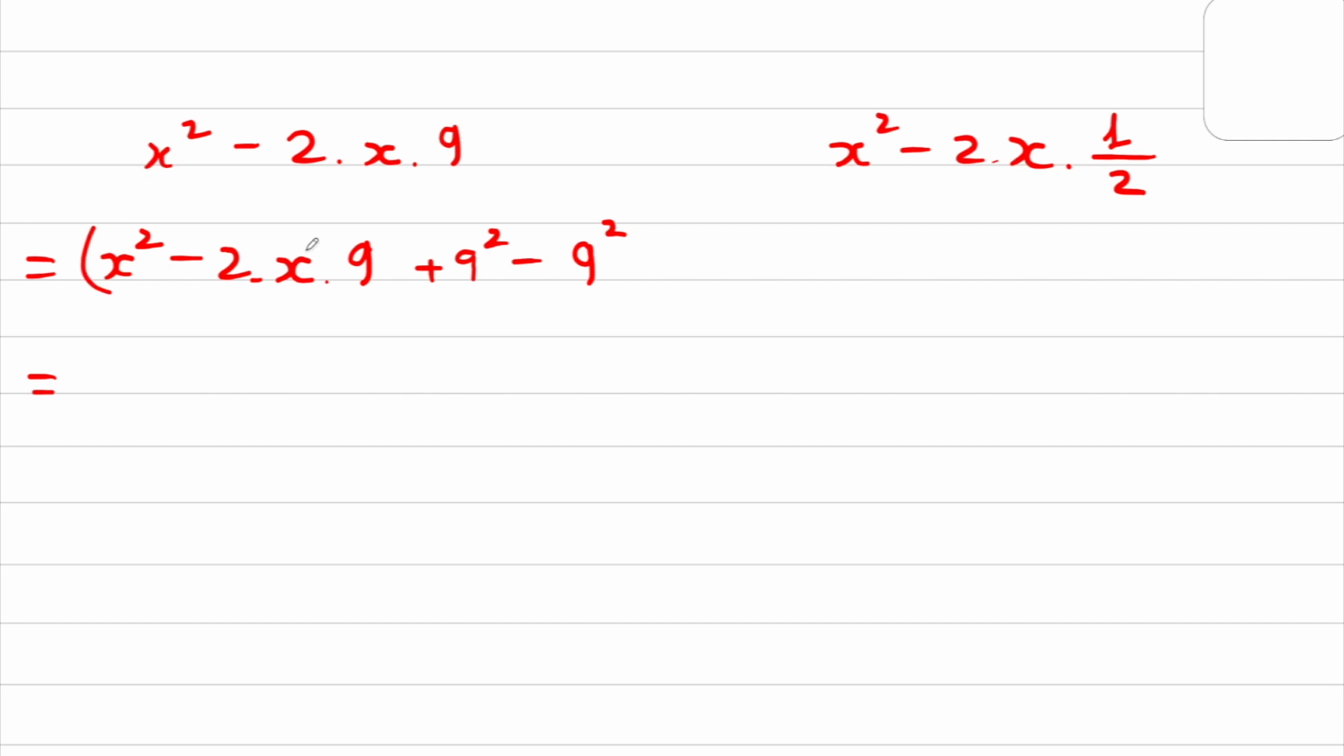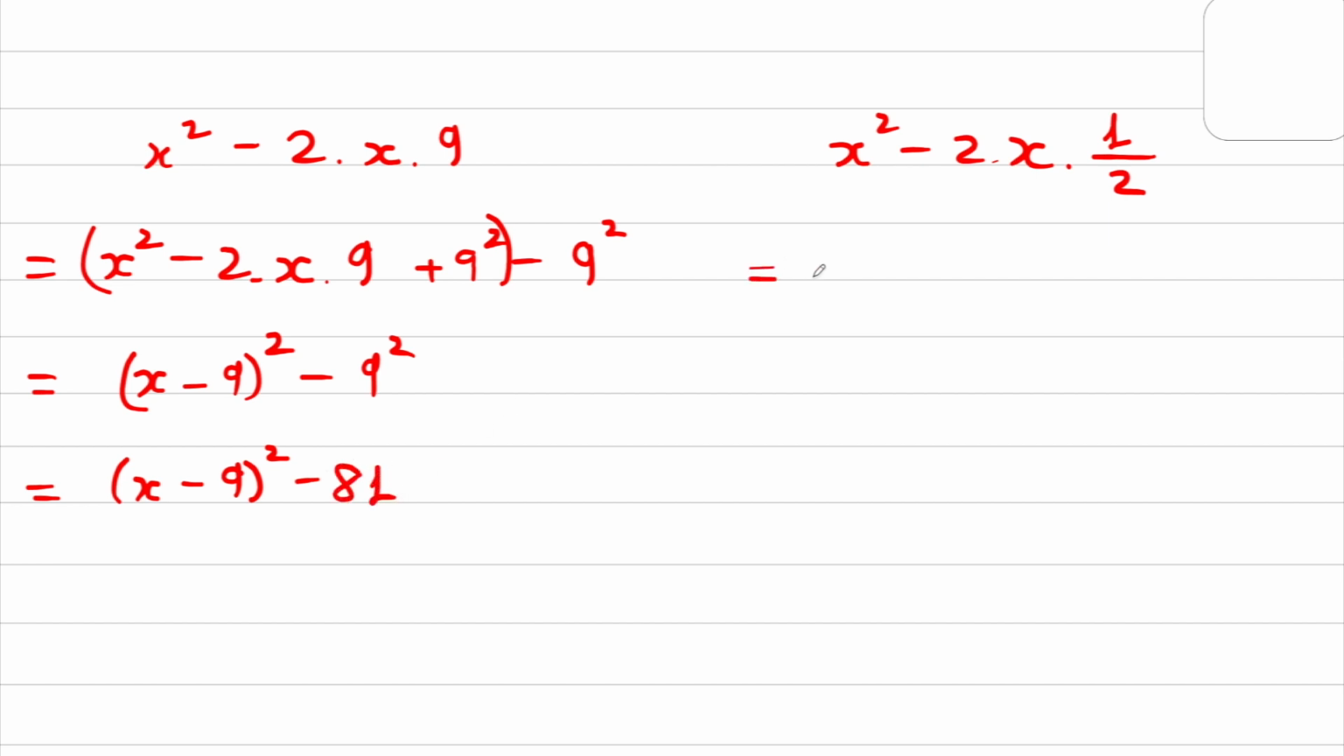And the first three terms can be combined to a perfect square. You got x minus 9 and then you got square and minus 9 square here. The next one, x minus 9 square and minus 81.